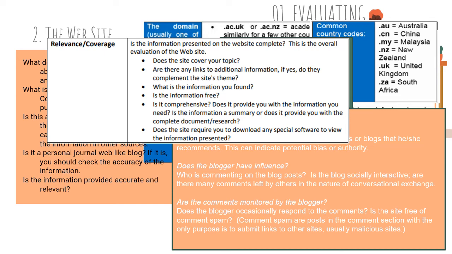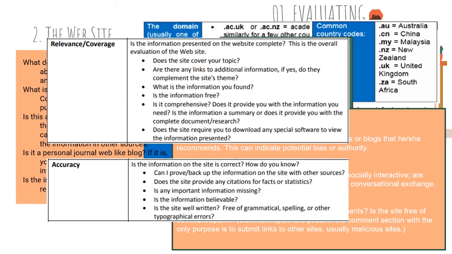Or is the information a summary? Or does it provide you with a complete document or research? And does the site require you to download any special software to view the information presented? You can use this kind of question when evaluating the relevance of a website. And the second, about the accuracy.